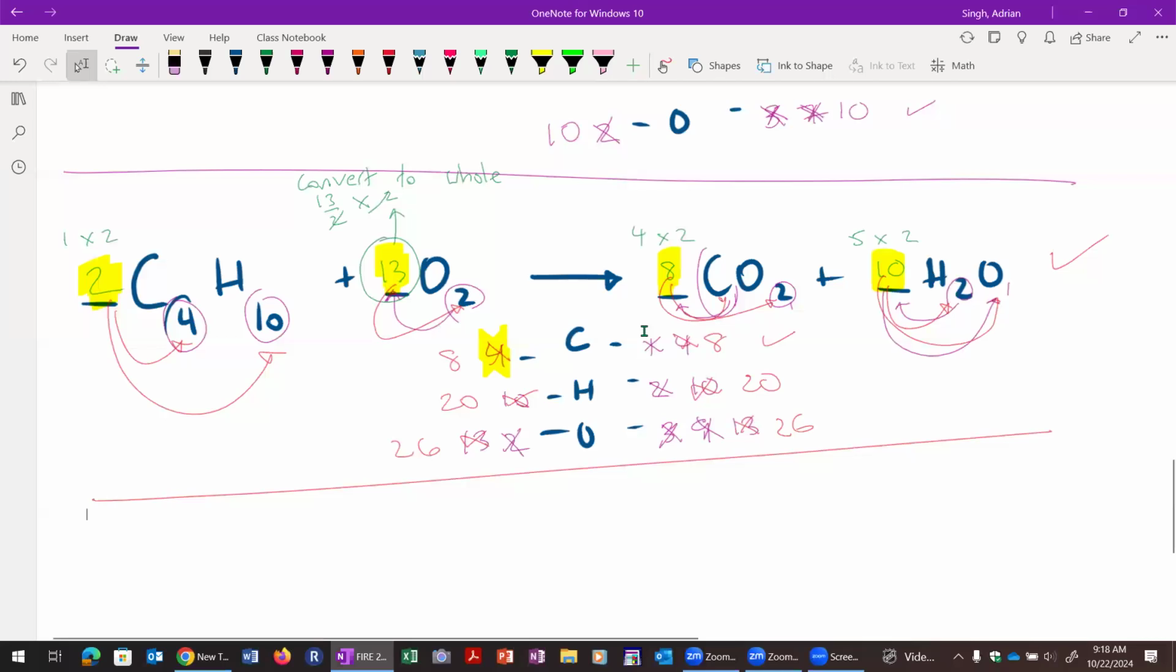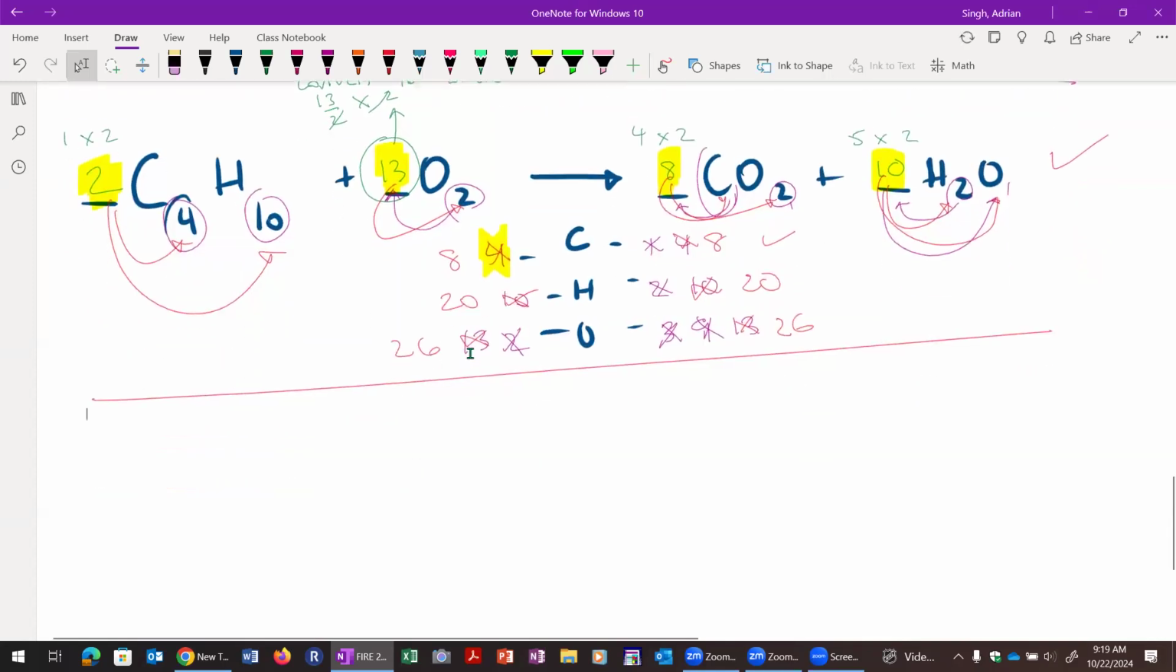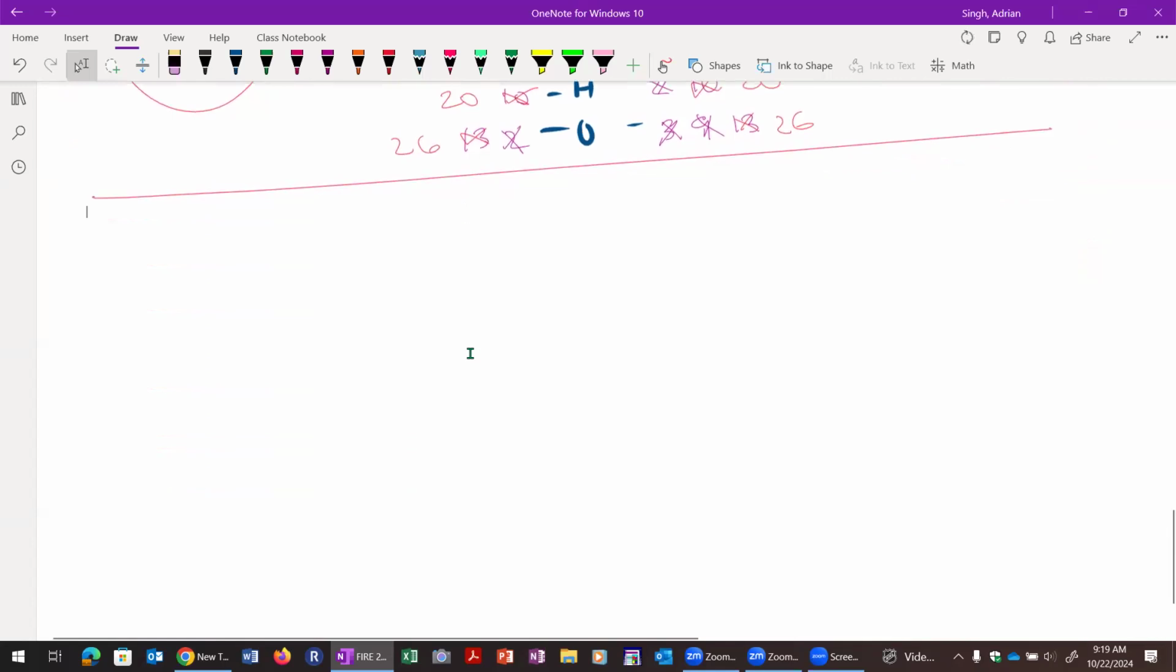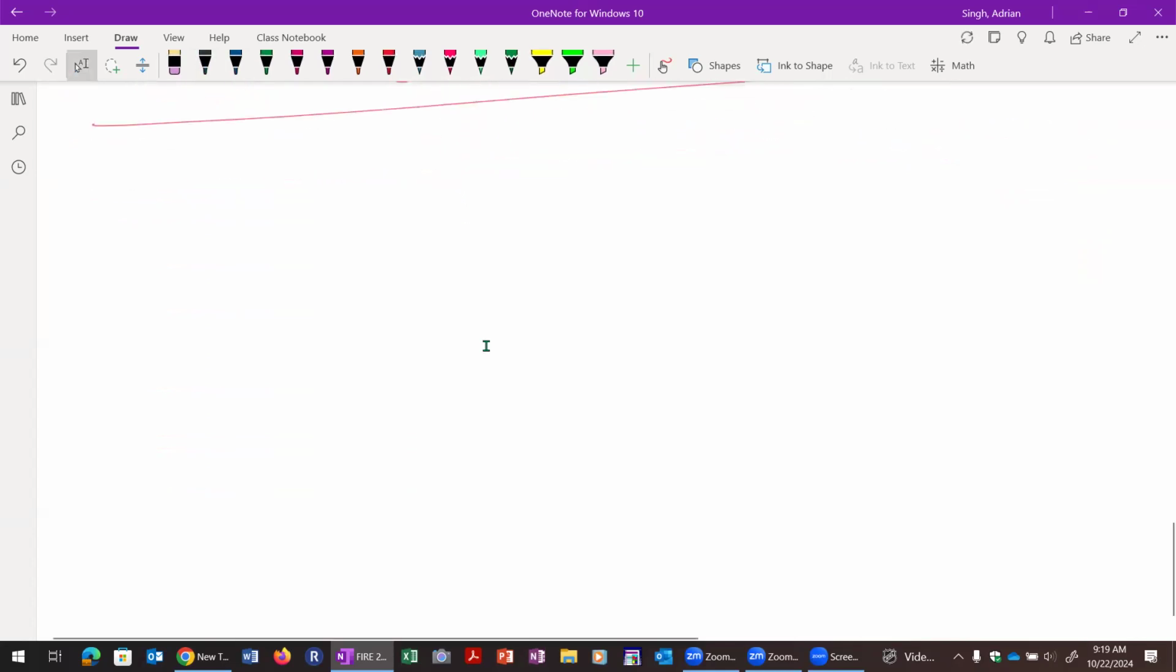All right, so that's one strategy that you can use, is to use a fraction or a decimal to help you balance the equation, and then get rid of the fraction at the end by converting it to a whole number. Whatever you multiply that coefficient by, all the other ones have to be multiplied by that same number as well. All right, let's take a look at the last example here, and this is going to be the other strategy that we can use to help balance an equation.